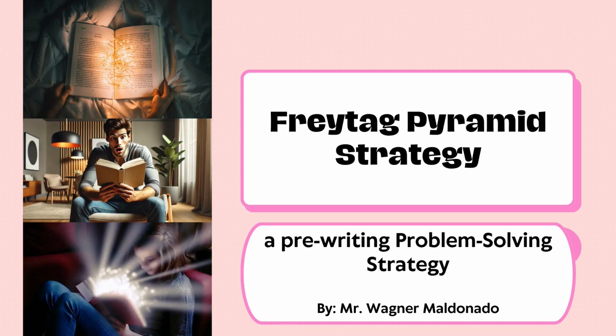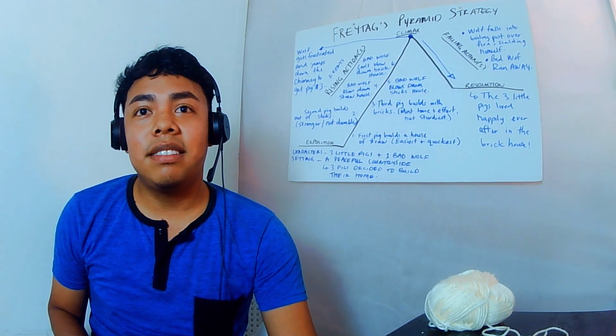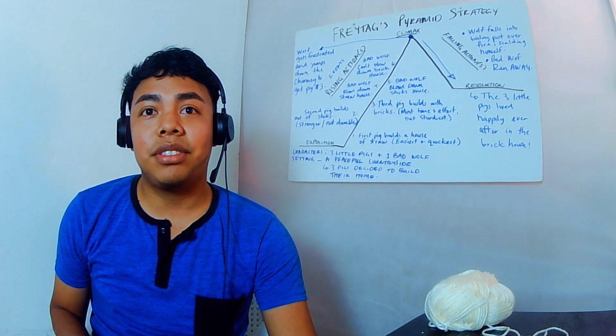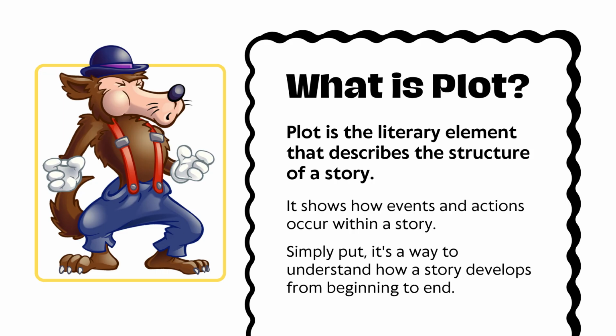To start with this discussion, I would like to delve into what a plot is. Plot is the literary element that describes the structure of a story. So it shows how events and actions occur within a story. Simply put, it's a way to understand how a story develops from beginning to end.